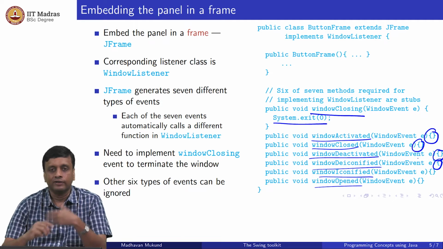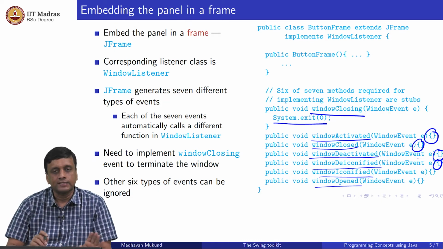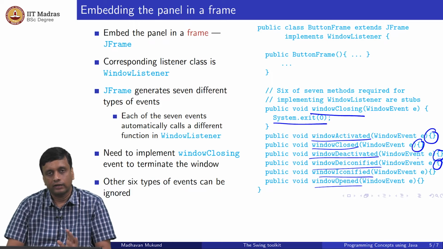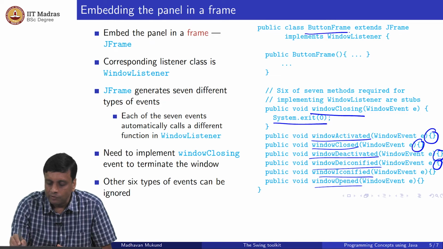So this is like having an unresponsive button. You press it, nothing happens. You want to make this thing full screen, nothing happens. You want to iconify it, nothing happens. You press X, it dies. That's the only thing that we're obliged to do. So the other 6 types of events can be ignored.